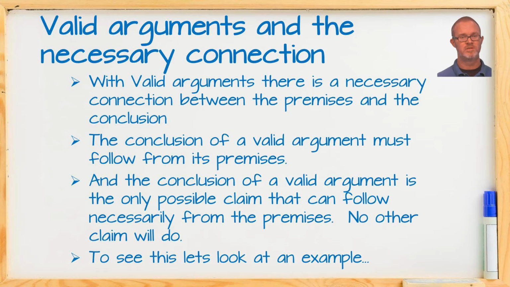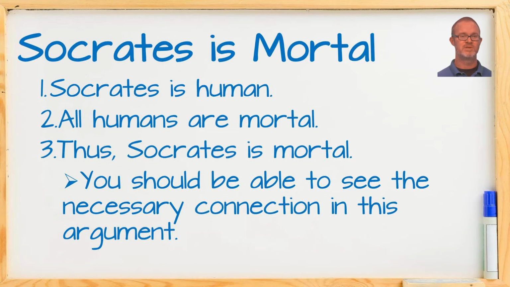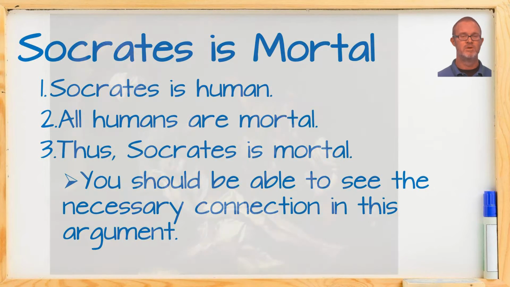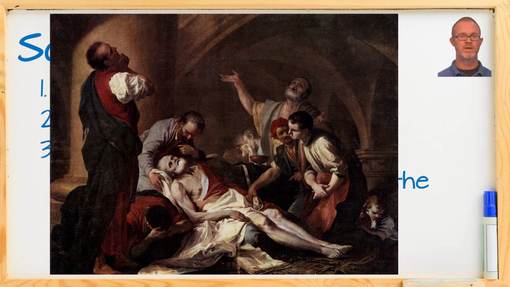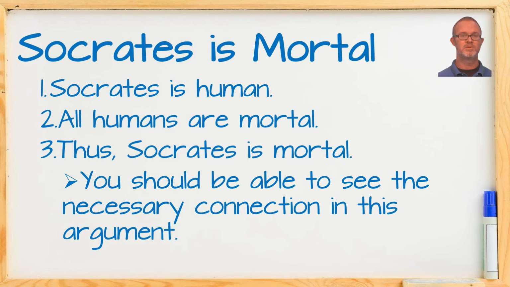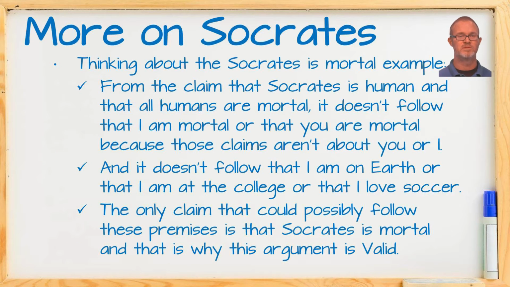To explain validity, then, we will look at a couple of examples. The first example we'll look at is the Socrates is mortal example. It says, Socrates is human and all humans are mortal, therefore Socrates is mortal. You should be able to see the necessary connection here. If you think about the premises that Socrates is human and that all humans are mortal, it has to follow that Socrates is mortal.